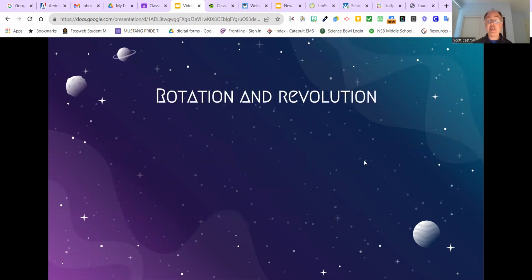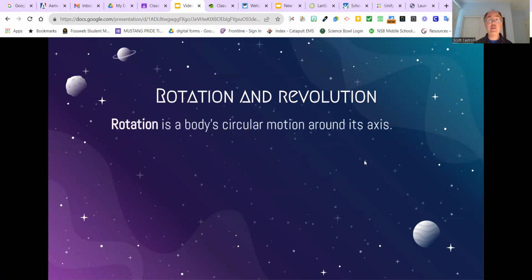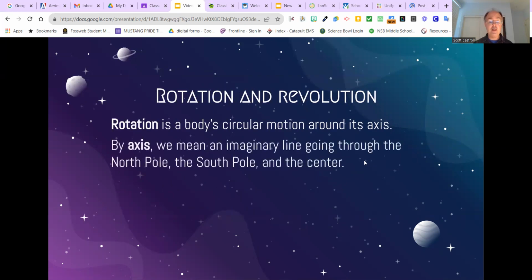To talk about days and years and seasons, we need to talk about 2 terms and understand the difference between them, rotation and revolution. Rotation is a body's circular motion around its axis. The Earth turns on its axis. We say it rotates. So rotate means to spin. The axis is an imaginary line going through the middle of the Earth from the North Pole to the South Pole, from here to here.